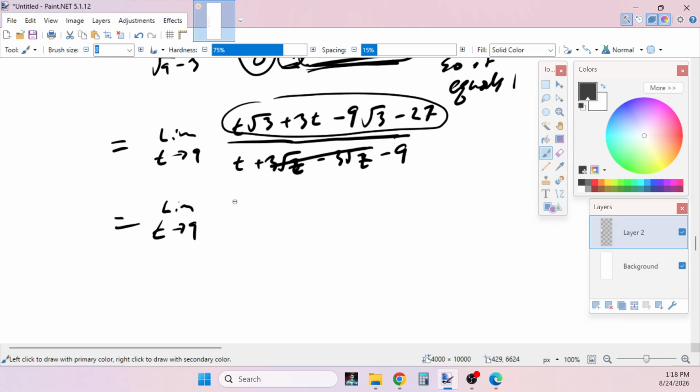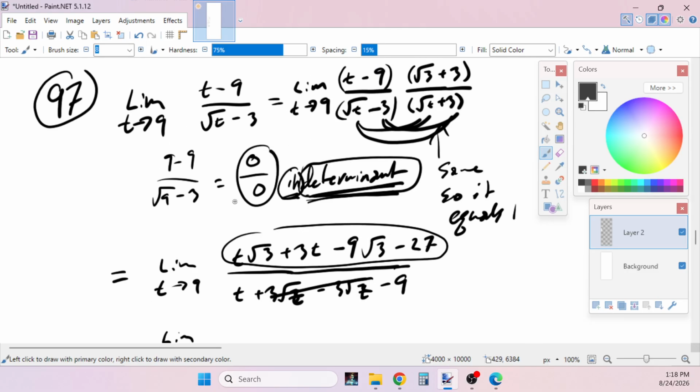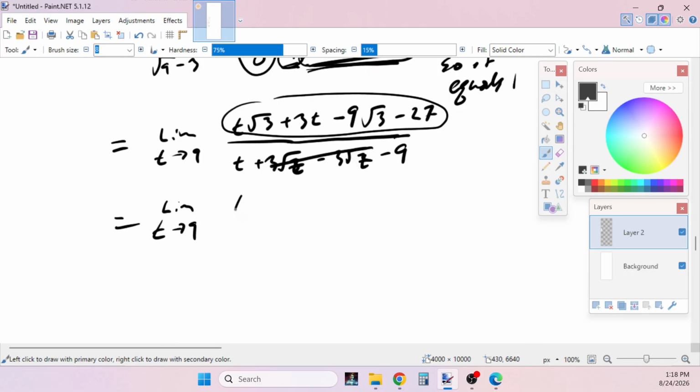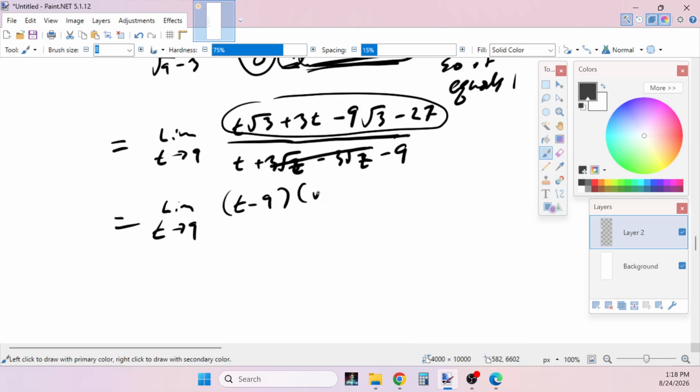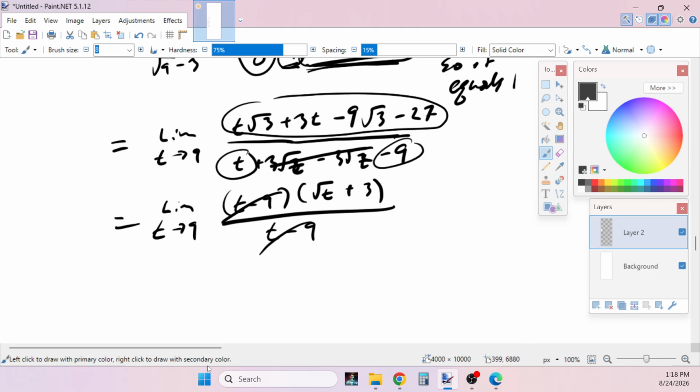If I had not multiplied it out, it would have been left as t minus 9 times the square root of t plus 3. The bottom becomes just t minus 9, and that cancels.